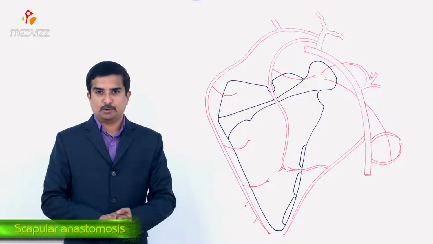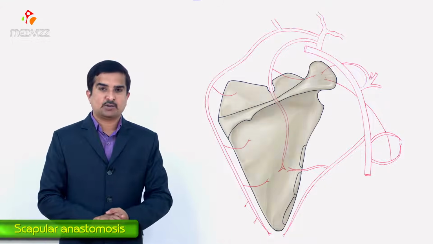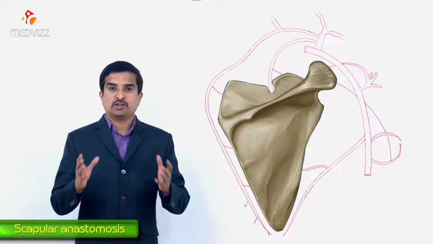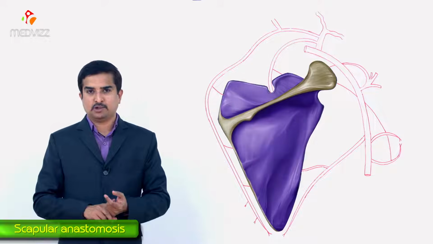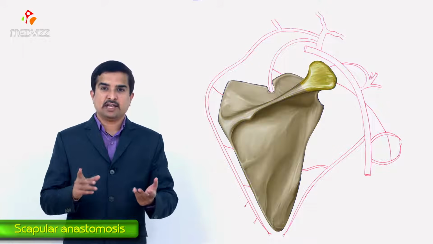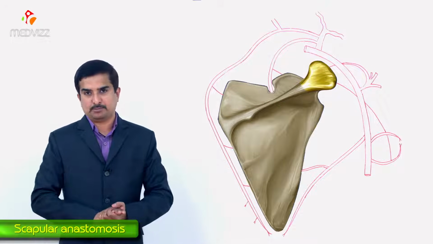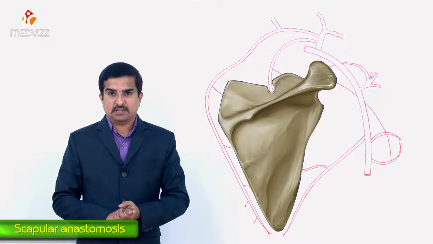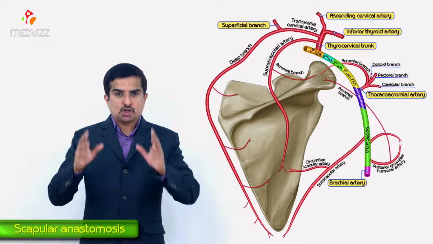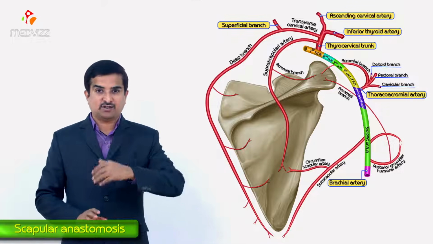Here let us discuss the anastomosis around the scapula. In this module, we will be discussing the anastomosis around the body of the scapula as well as the anastomosis around the acromion process of the scapula. In general, the anastomosis of the scapula is maintained by two important arteries as well as their branches.